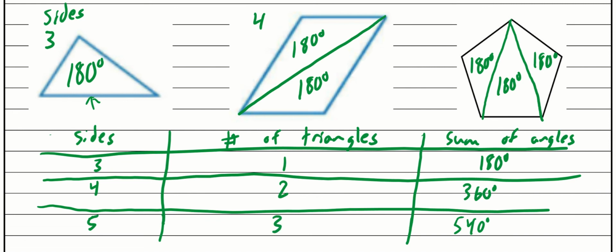So notice there's actually a connection here between these numbers. Let's start with this. The amount of sides, if I just subtract 2, is going to give me the number of triangles: 3 minus 1, 4 minus 2, 5 minus 3. Another pattern is that once we have the number of triangles, we just multiply it by 180. So 1 times 180 is 180, 2 times 180 is 360, right? We're just multiplying how many triangles we have by 180.